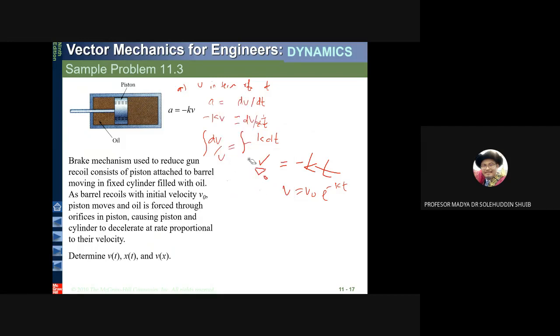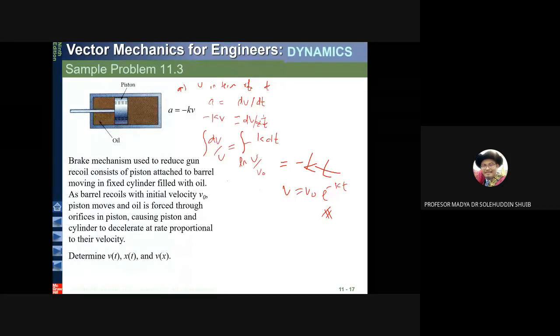This is a natural log, natural log of V over V dot. So this is for the first one. That is for part A. We have done part A.